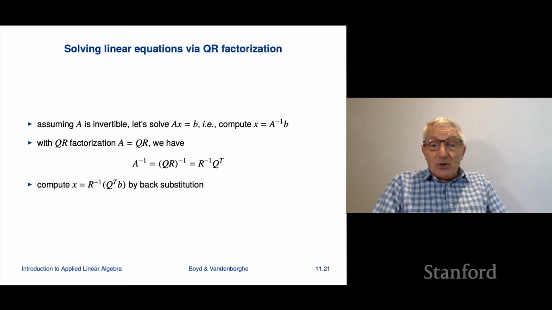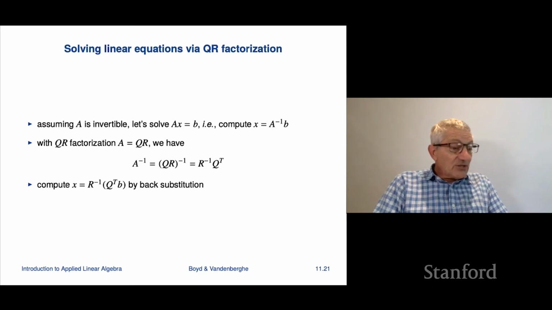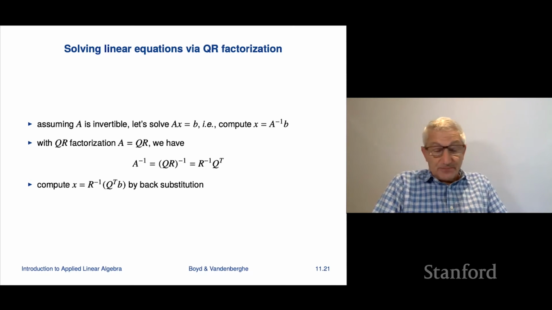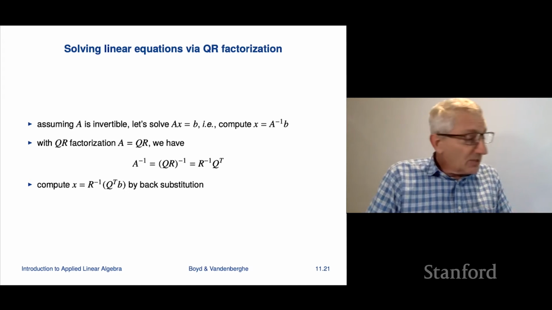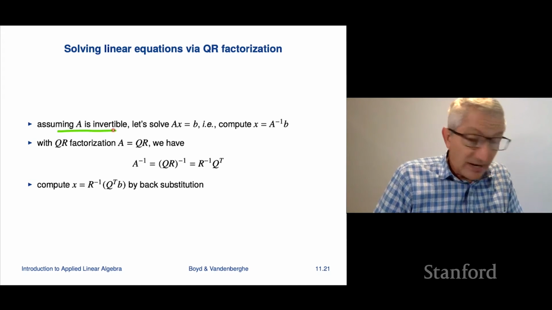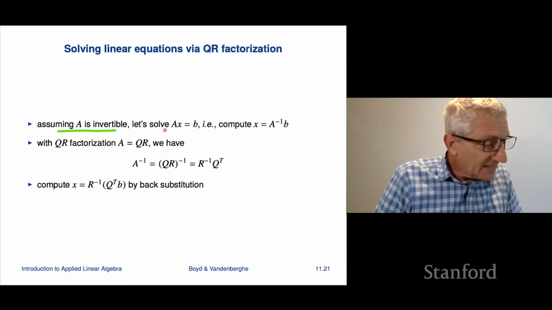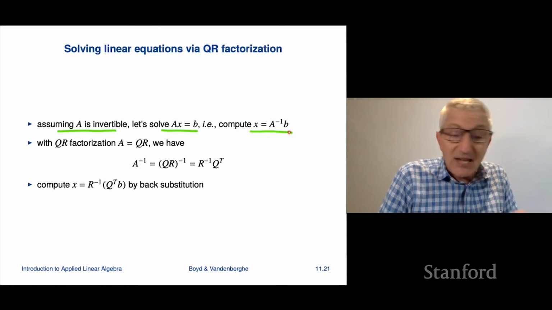Okay, now it turns out we can solve linear equations via QR factorization. So let's start with a matrix A that's invertible, so it's square, and we're going to solve Ax equals B, which means to compute x equals A inverse B.